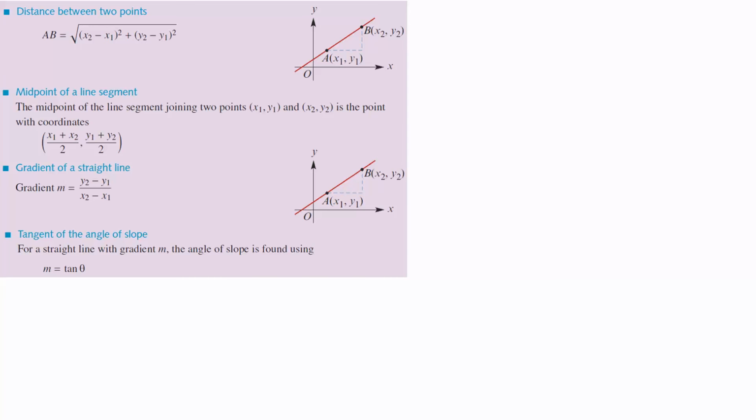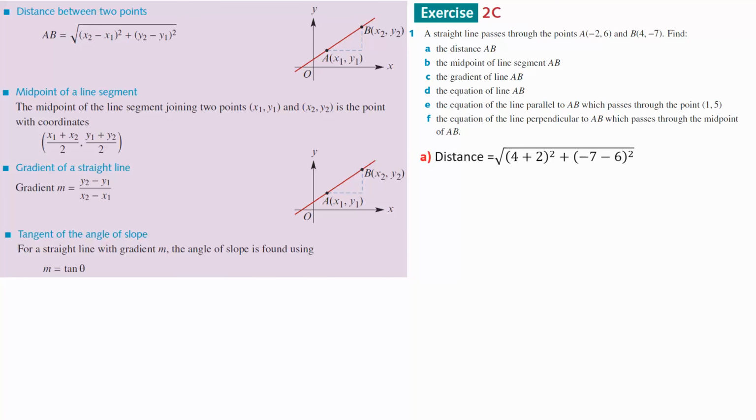So that's 2C. We're going to do a quick example. Let's do question 1 of exercise 2C. Let's have a look at this one. You've got a straight line that passes through the points (-2, 6) and (4, -7). Find the distance AB. You can draw this if you want, or you don't have to. You've got the formulas on the side there.